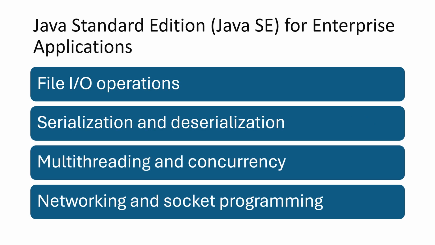So in Java Standard Edition, we have file IO operations, serialization and deserialization, multi-threading and concurrency, and networking and socket programming. We'll go into this one by one.